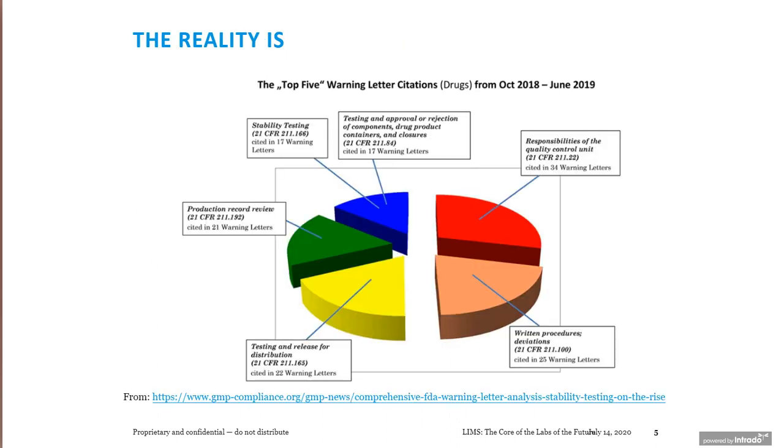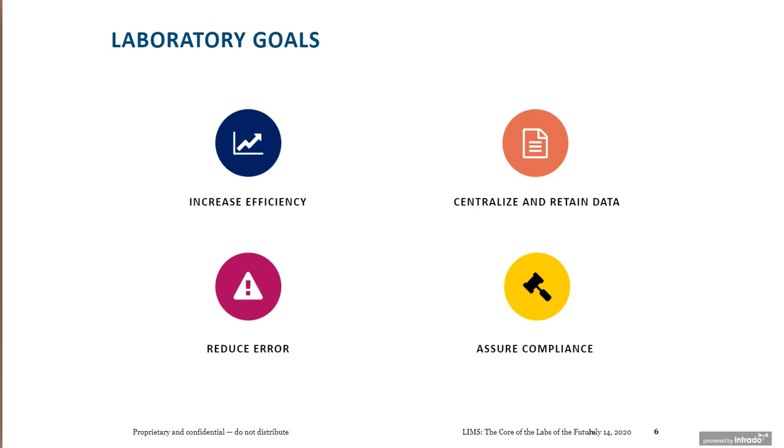The reality is, if you look at this study or research from the GMP Compliance Organization between October 2018 and June 2019, there are many observations that relate to the laboratory. For example, testing and release for distribution, written procedure deviations, testing and approval or rejection of components, stability testing, production record review. If you see, the challenges are still there.